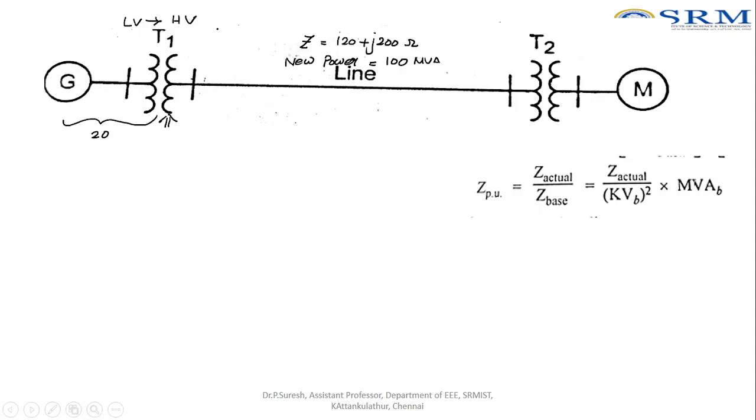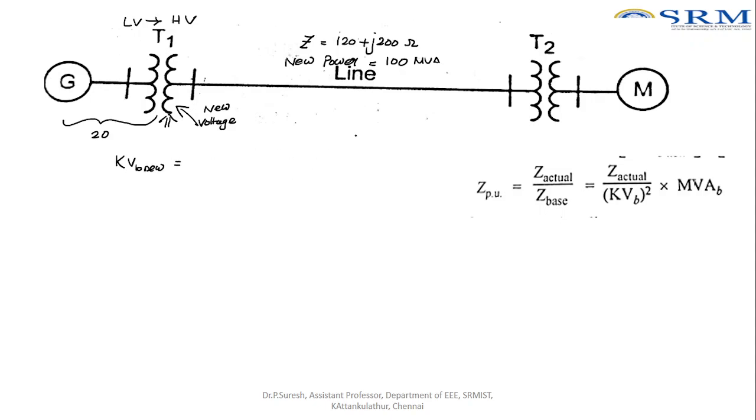Right. So whenever the power is transported from low voltage to high voltage, we have the formula for finding the new value of voltage. Now we are going to find the voltage here. What is the voltage? This is nothing but the new voltage, so we will be taking it as kVb new.